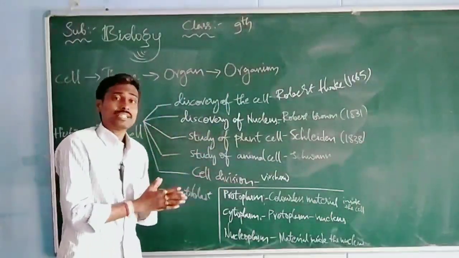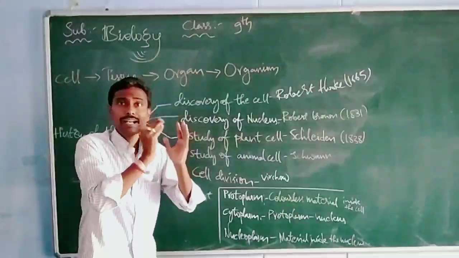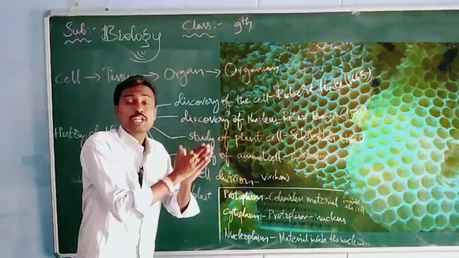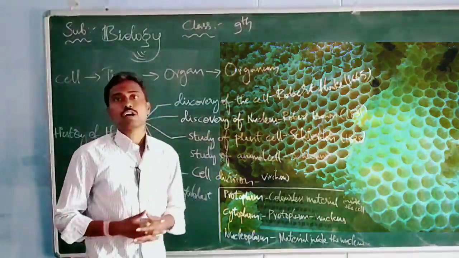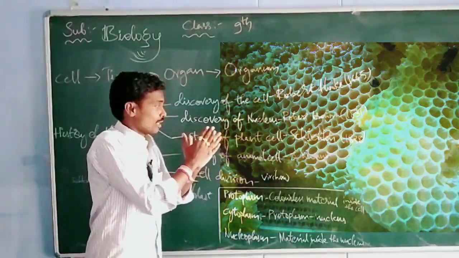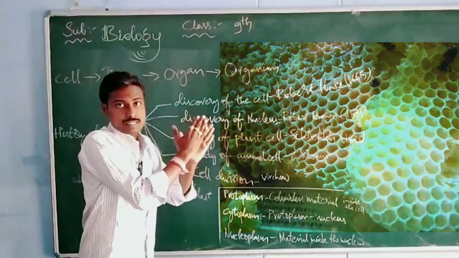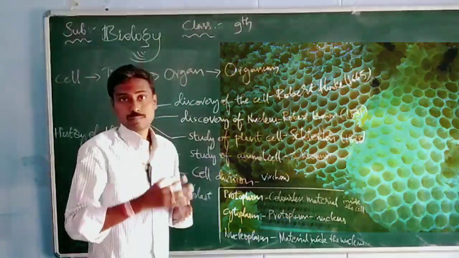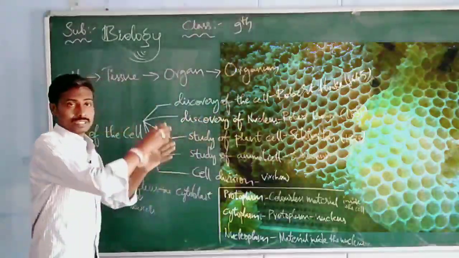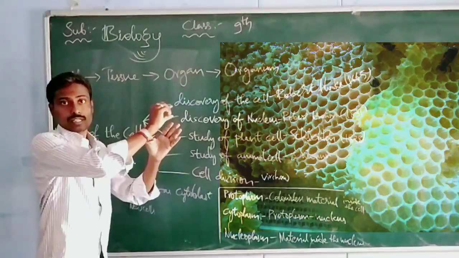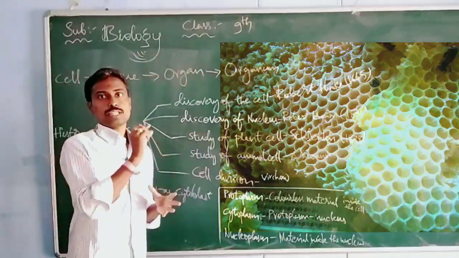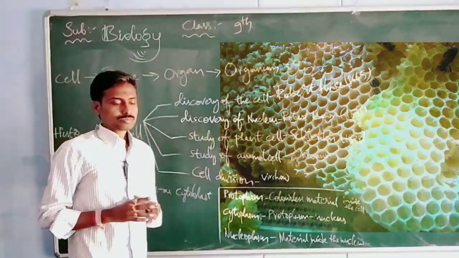In that he observed a honeycomb, which in Telugu we call tenetuti. He observed a honeycomb-like structure in the cork of the oak tree. In that honeycomb we observe different spaces, meaning cells. In Latin, cell means a room, a little room. So the word cell is derived from the Latin word. It means little room.